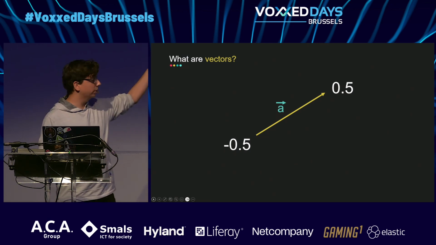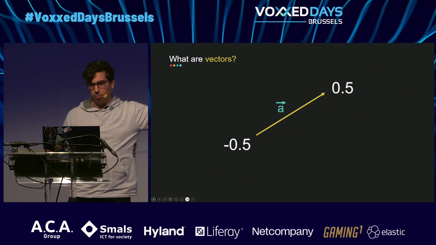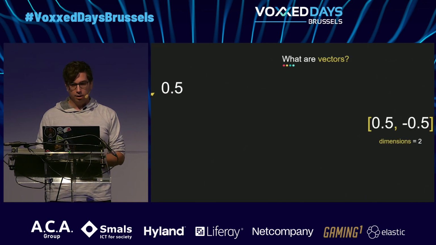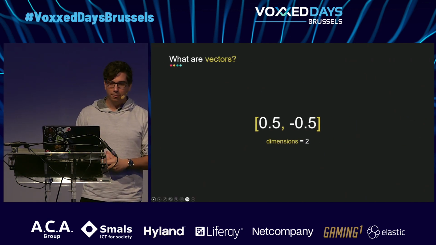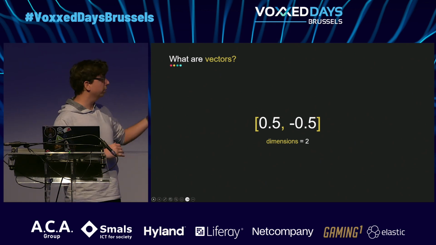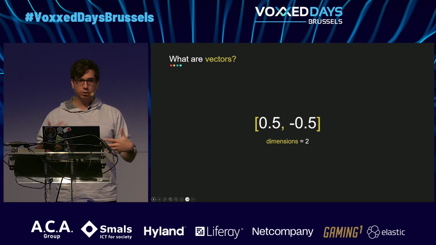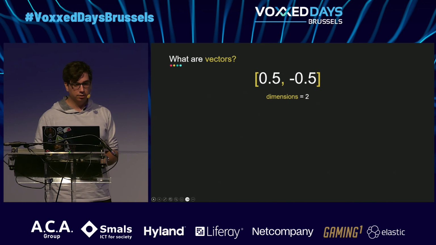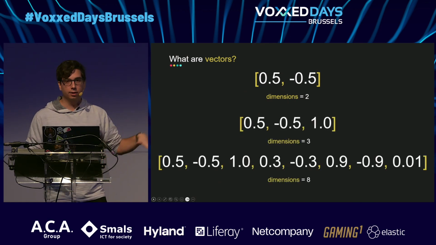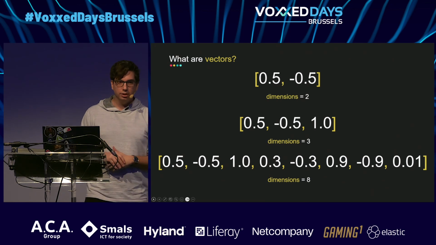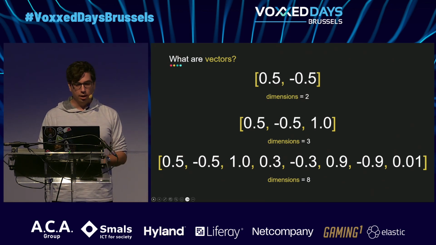And in math, you'll see them with a letter with an arrow on top, and that is how they're represented. That is not entirely how we're going to be using them today. So this is a vector with 2 dimensions. Vectors have a certain dimensionality. This is a vector with 3 dimensions, and this is a vector with 8 dimensions. And they can have as many dimensions as you want.